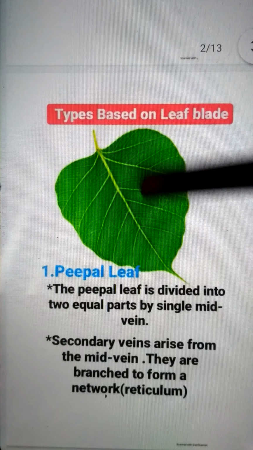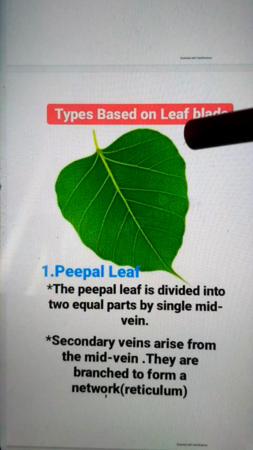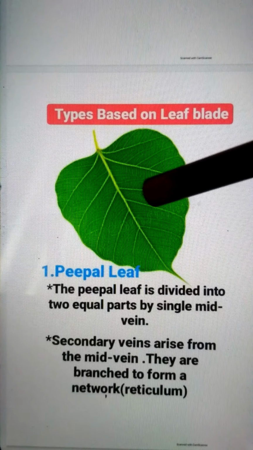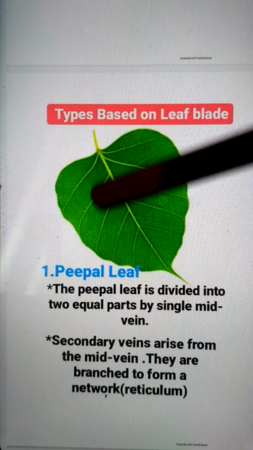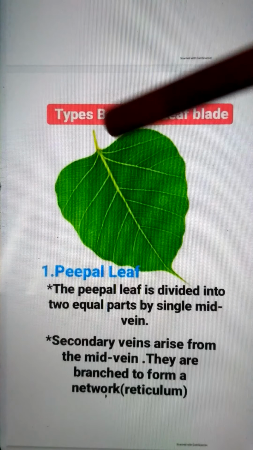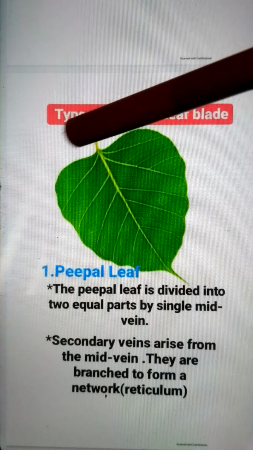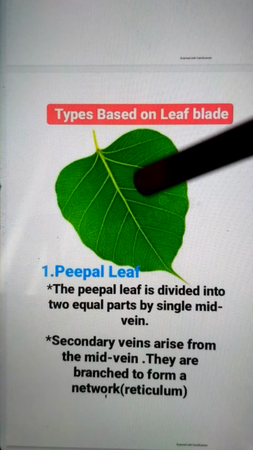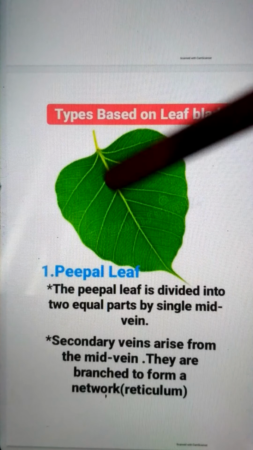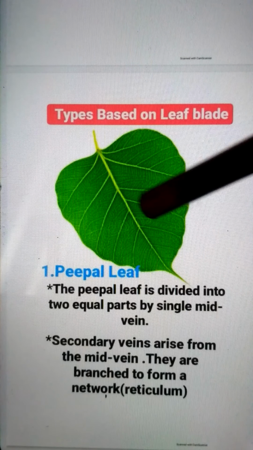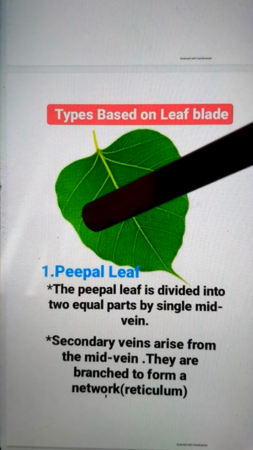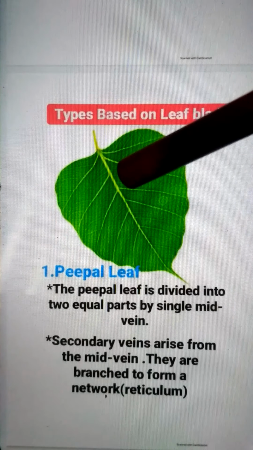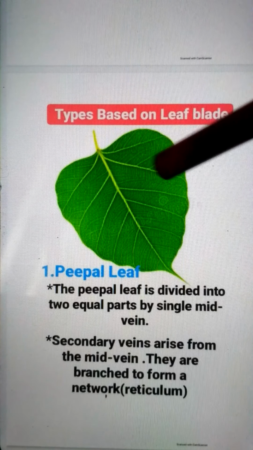See, types of leaves based on leaf blade. What is a leaf blade? The surface of the leaf is called the leaf blade. On the surface of the leaf, you can see the midvein, for example in the peepal leaf. The peepal leaf is divided into two equal parts by the midvein. See, this midvein is dividing the peepal leaf into two equal parts. And the secondary veins arise from the midvein. See, these are the secondary veins.